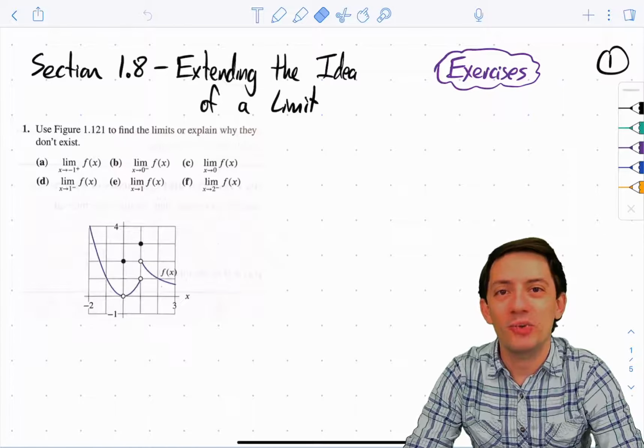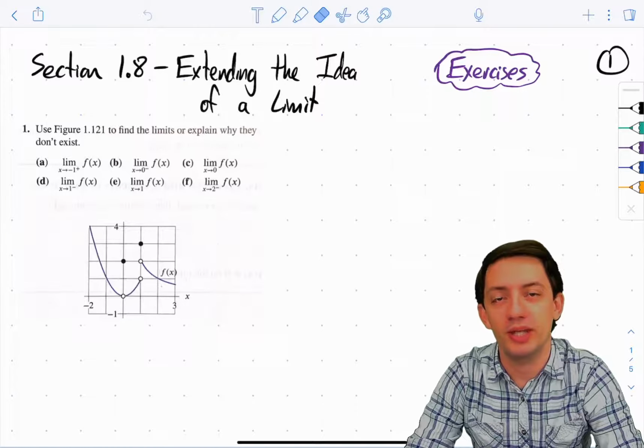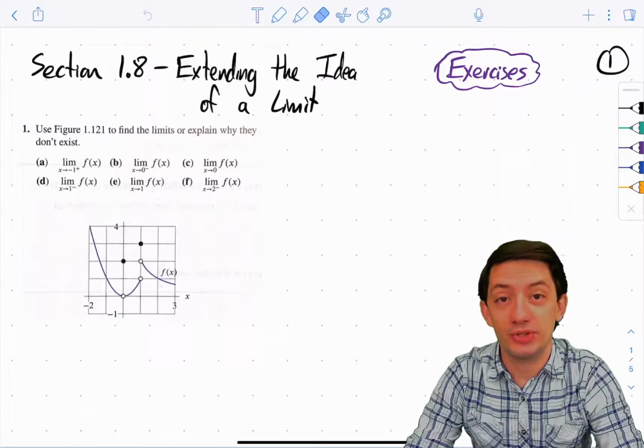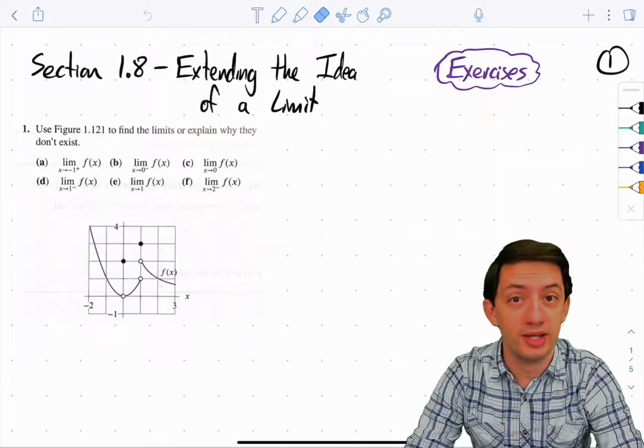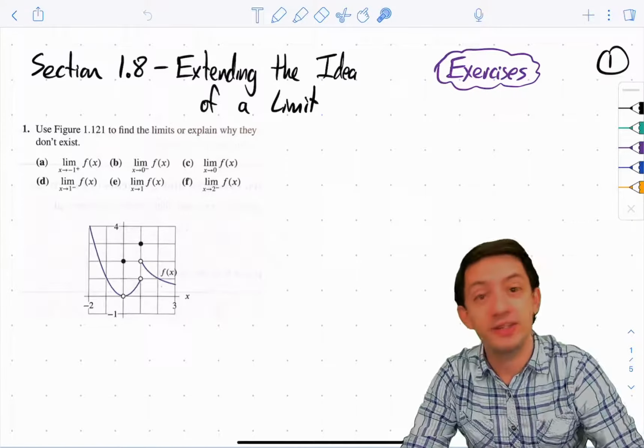Okay, here we are with some exercises. I've got 4 exercises picked out for section 1.8 to go over the ideas that we just learned about: one-sided limits, two-sided limits, and some of the properties of limits. So first off, this is number 1 in the textbook.